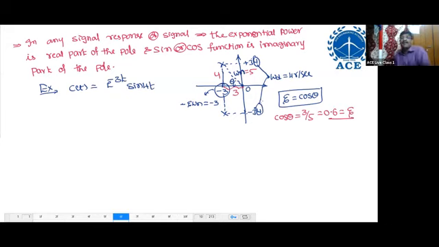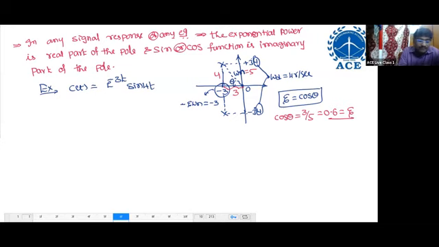So remember, in any equation or any signal response, the exponential power is the real part of the pole, and the sine or cos is the imaginary part of the pole. Then proceed and get the answers. Like this, you can solve, and you will get the same answers. Okay. Next.